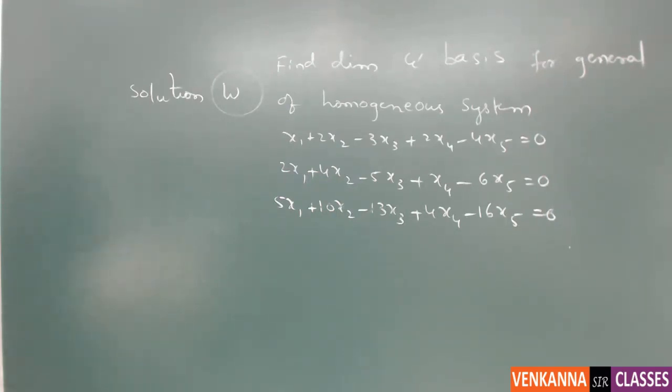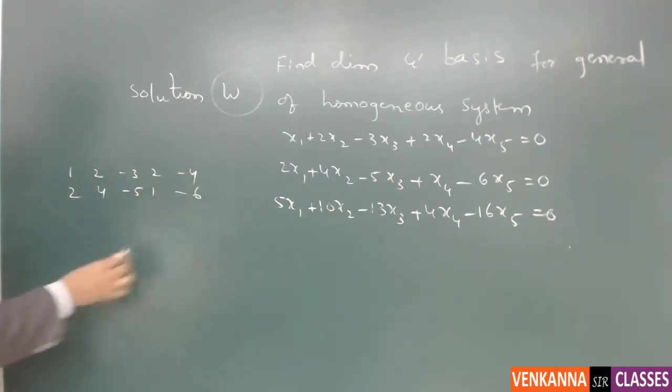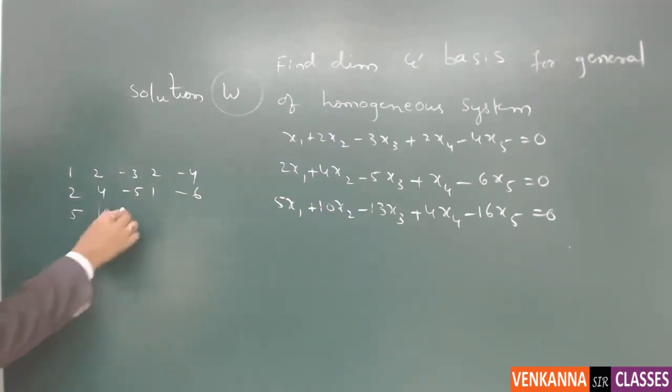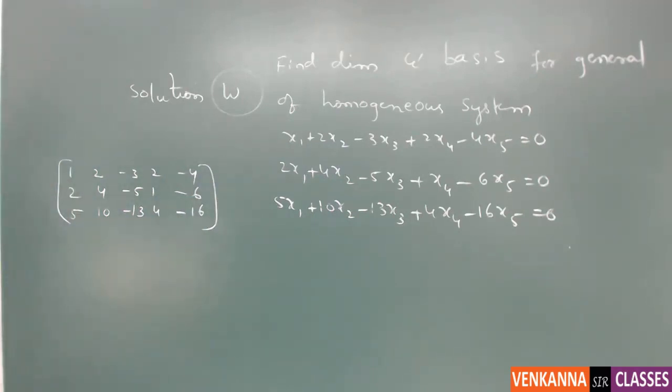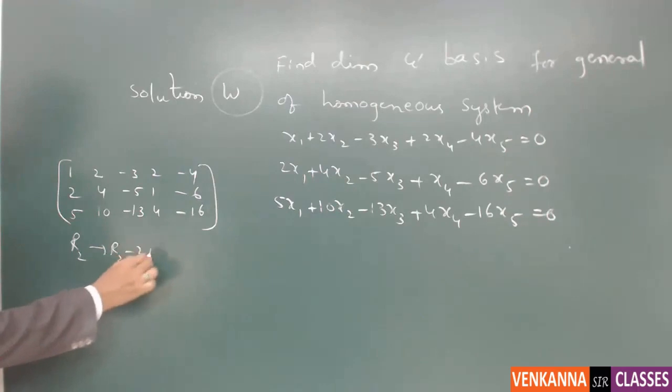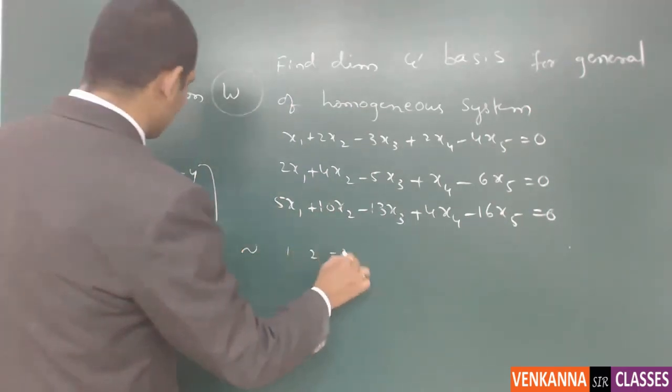Right. Now, as usual, it is just like solving the homogeneous system. So just write the coefficient matrix here: 1, 2, minus 3, 2, minus 4; 2, 4, minus 5, 1, minus 6; and 5, 10, minus 13, 4, minus 16. So this is a homogeneous system having 5 variables and 3 equations. Reducing that into echelon form, we apply the operations R2 tends to R2 minus 2R1, R3 tends to R3 minus 5R1. So it will be reduced to 1, 2, minus 3, 2, minus 4.